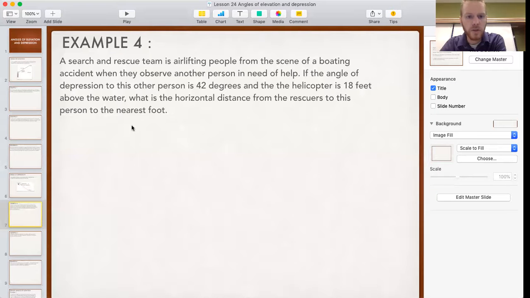A search and rescue team is airlifting people from the scene of a boating accident when they observe a person in need of help. If the angle of depression to the person is 42 degrees, and the helicopter's 18 feet above water, what is the horizontal distance from the rescuers to the person to the nearest foot? Now, obviously, we're taking a lot of assumptions into account. We're going to keep this very basic. We're not going to put in some physics. No, we're going to keep it very straightforward.